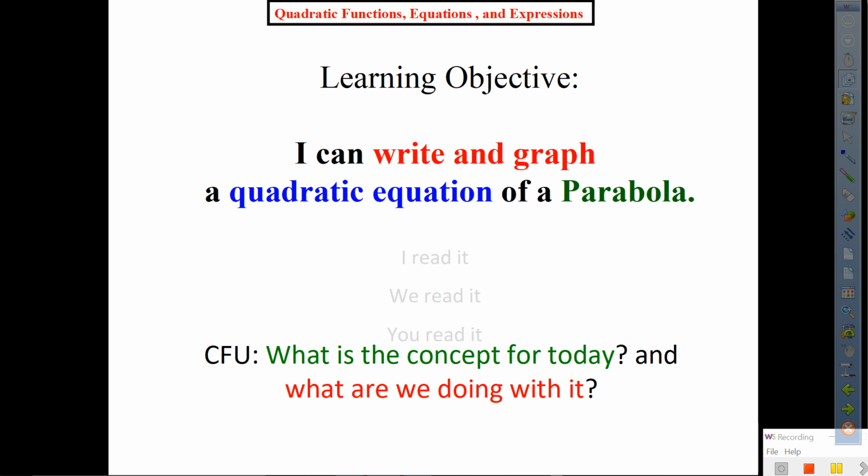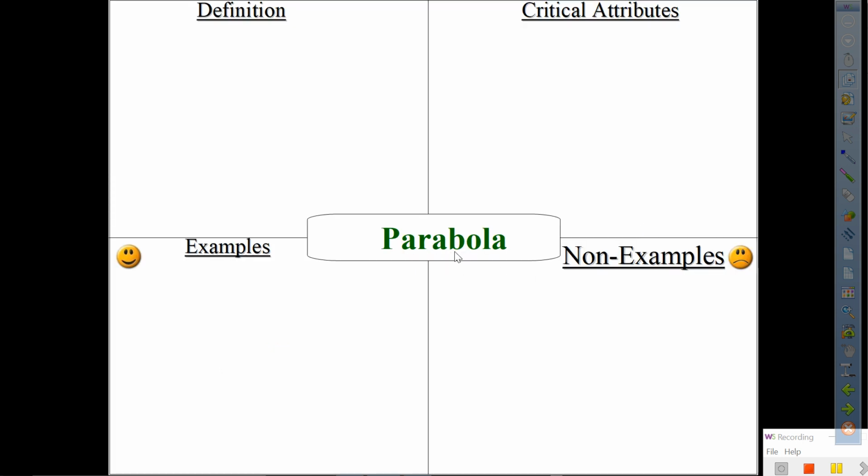So, what are we doing today? We're writing and graphing. What is it? Quadratic equations of what? What is our main concept? Parabola. So in your prayer model, what are you going to write in the center? Parabola. Yes? So here we go. In your prayer model, parabola.